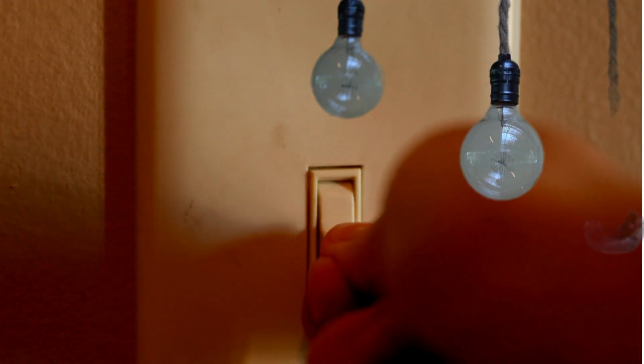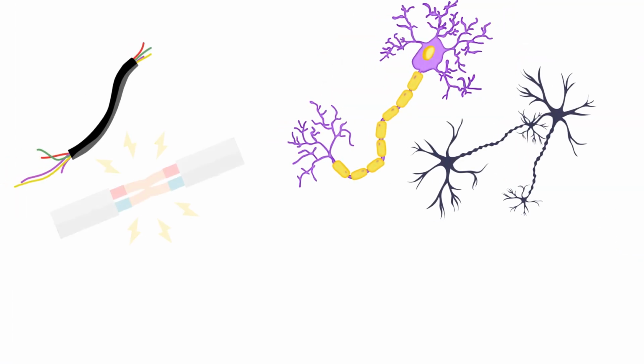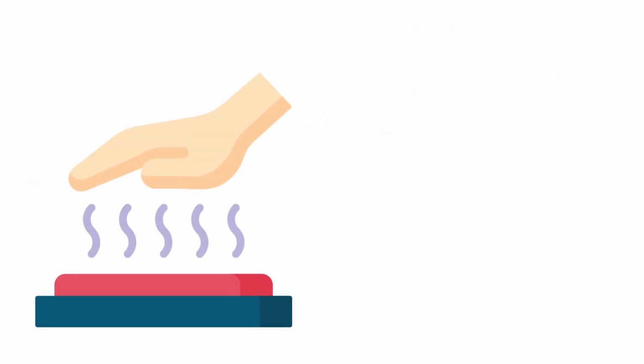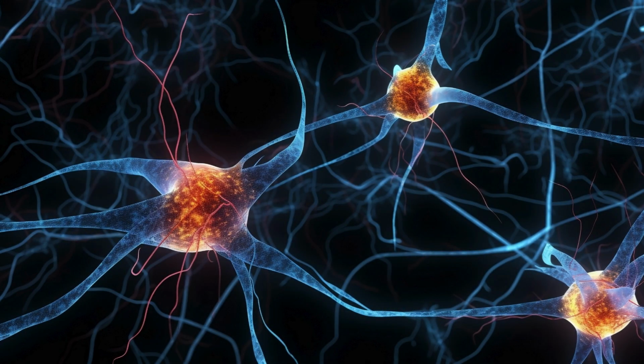Now, think of your body like that electric system. Neurons are the wires in your body. They carry messages, that is, impulses, instead of electric current. These messages are signals from your brain or senses, like move your hand, ouch, that's hot, run away. Just like electric wires are connected, neurons are connected end to end in a long chain.